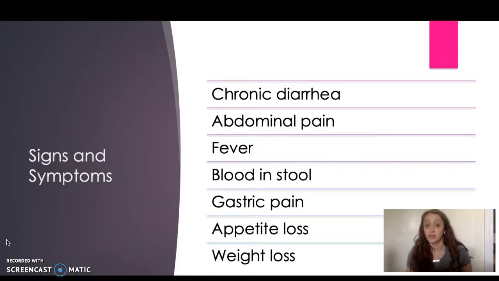Another one is fever, and blood in the stool from the lesions with the food. Gastric pain is right on your stomach. Appetite and weight loss, because you're afraid to eat something, so you lose weight.